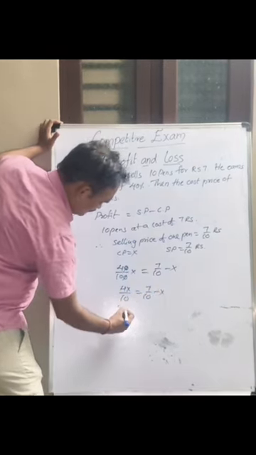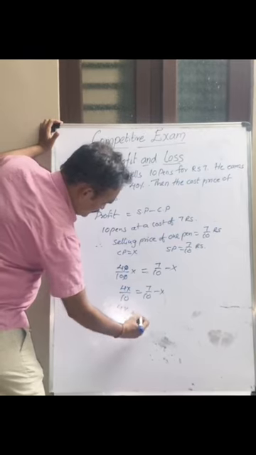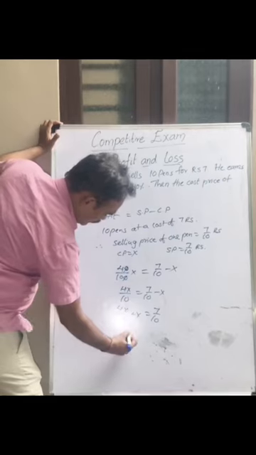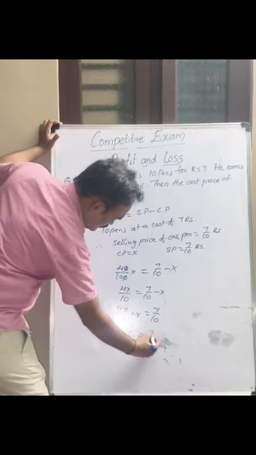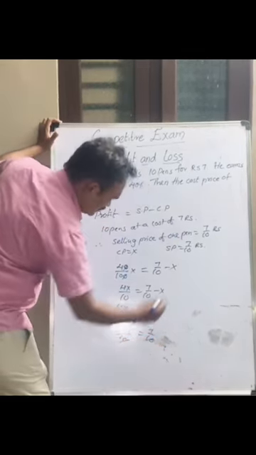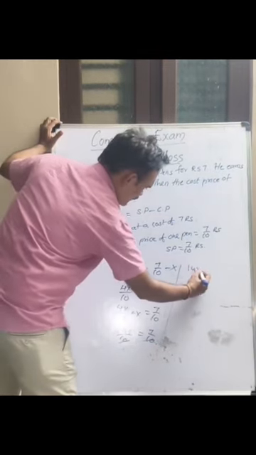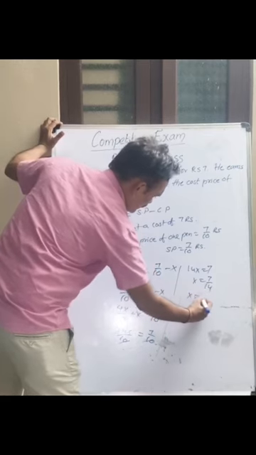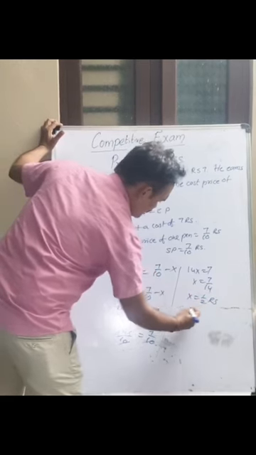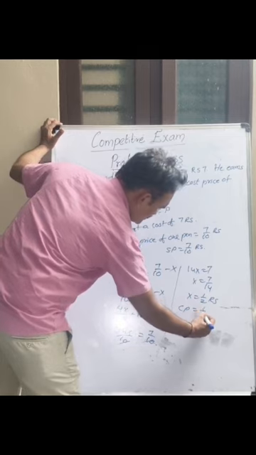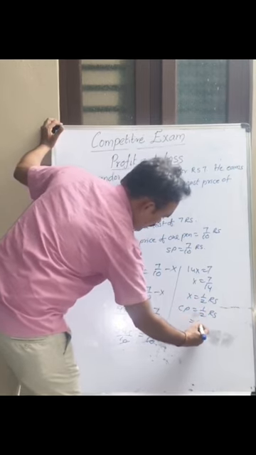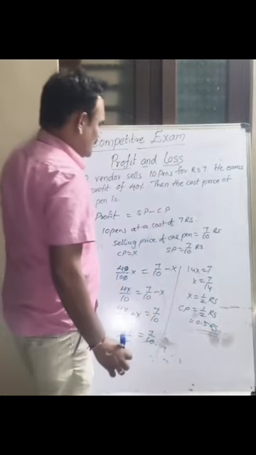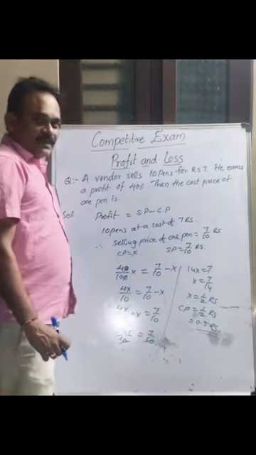Bring the x over. So 4x by 10 plus x equals 7 by 10. 4x plus 10x, 14x by 10 equals 7 by 10. The 10s get cancelled, so 14x equals 7. X equals 7 by 14, so x equals 1 by 2 rupees. So x, which is the cost price of one article, equals half a rupee. That is 0.5 rupees, the cost price of one pen.